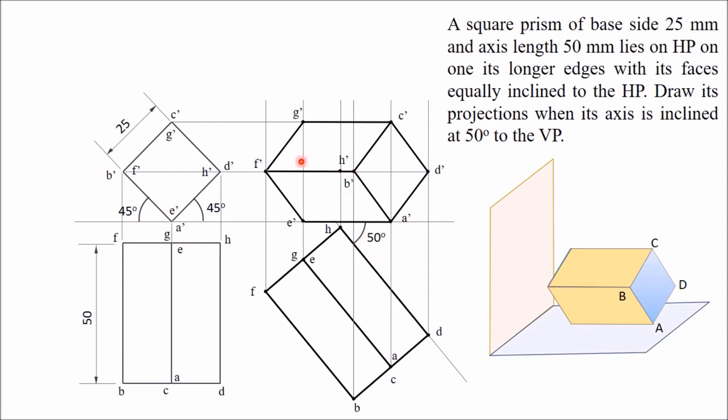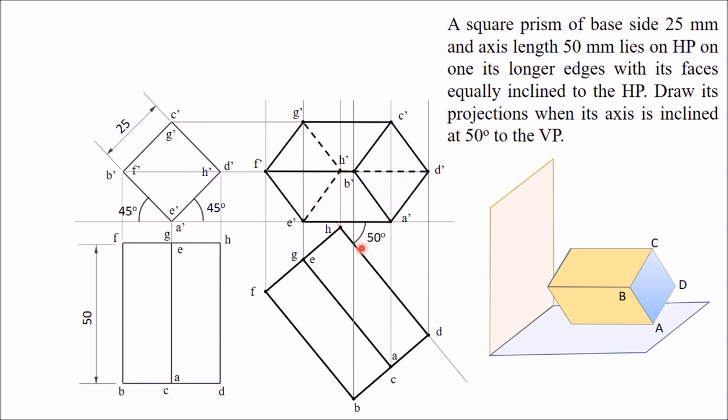Now you can see, once you have drawn all this, point H is not visible, so all the lines through H will be dashed lines. H is connected with G, H is connected with E and H is connected with D. So this is H, you can see this is connected with D, G and E. So join these lines with dashed lines. In this way you have completed the front view also.